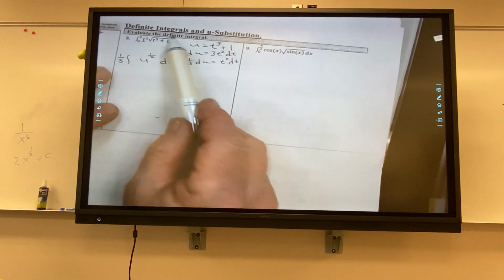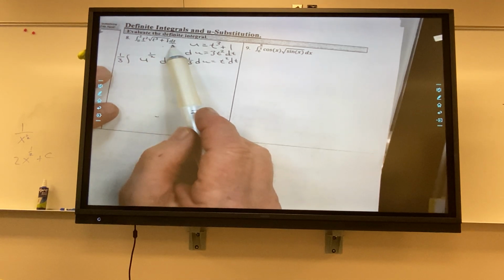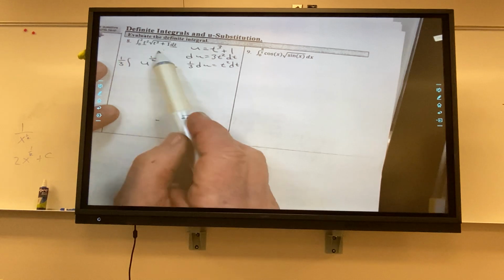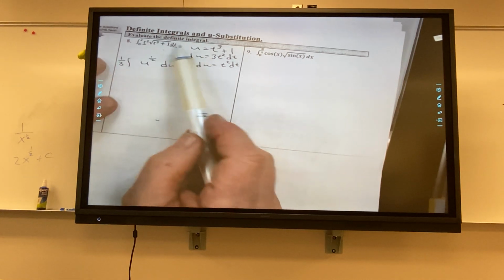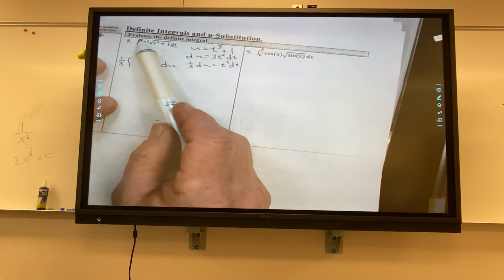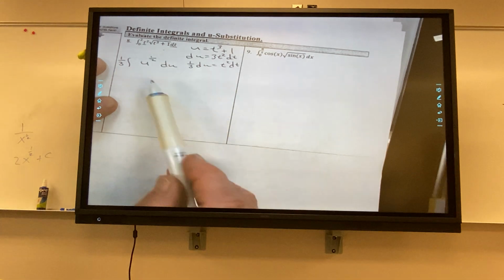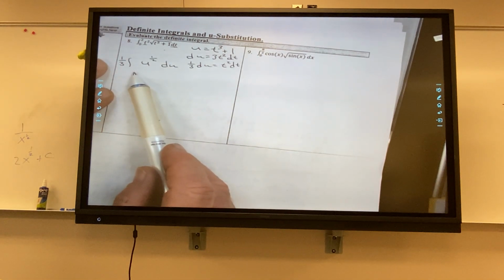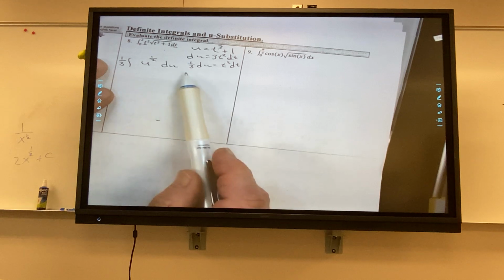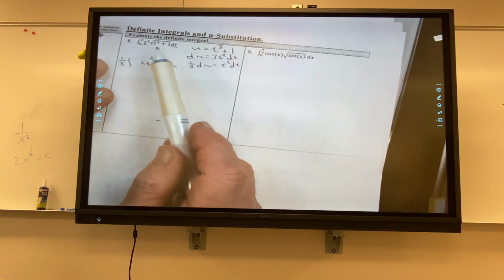Everything up here is in terms of what letter? Everything right here. What's my variable up here? t. Everything's in terms of t. This is a dt, that's a t, this is a t squared. 0 and 2 are t's. This is t equals 0, this is t equals 2. Well, now I'm down here in u. I can't use t's. The t's got to be gone. So I'm going to convert those to u's. How do I do that?